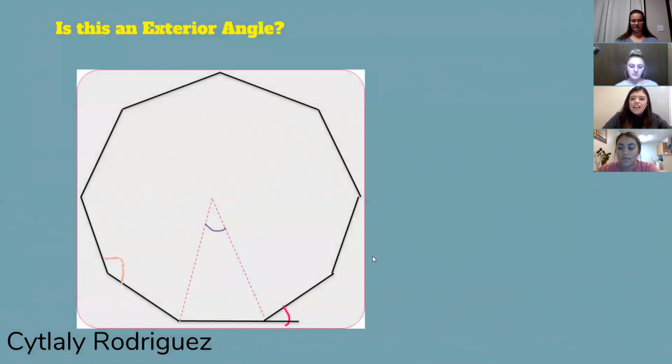Cece, is this an exterior angle? Excellent question, Jazmin. Yes, in fact, this is an exterior angle. And exterior angles are angles that are formed outside of the shape. In this example, it is a small triangle or angle where the arrow is pointing to, outside of the given polygon. The prefix ex means out of. In this case, it's referring to being outside of the polygon. This is, in fact, an exterior angle.